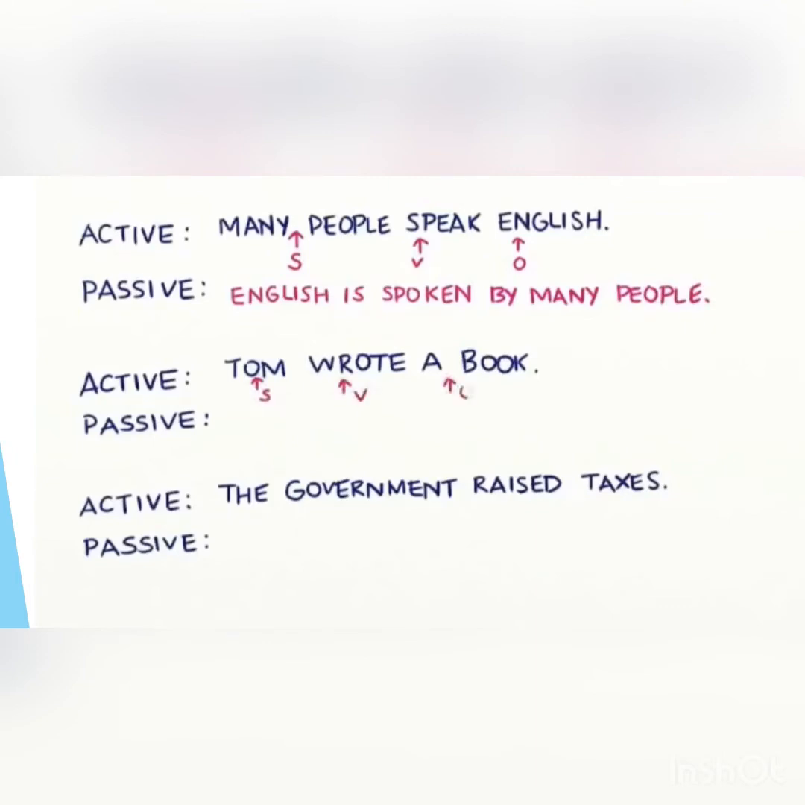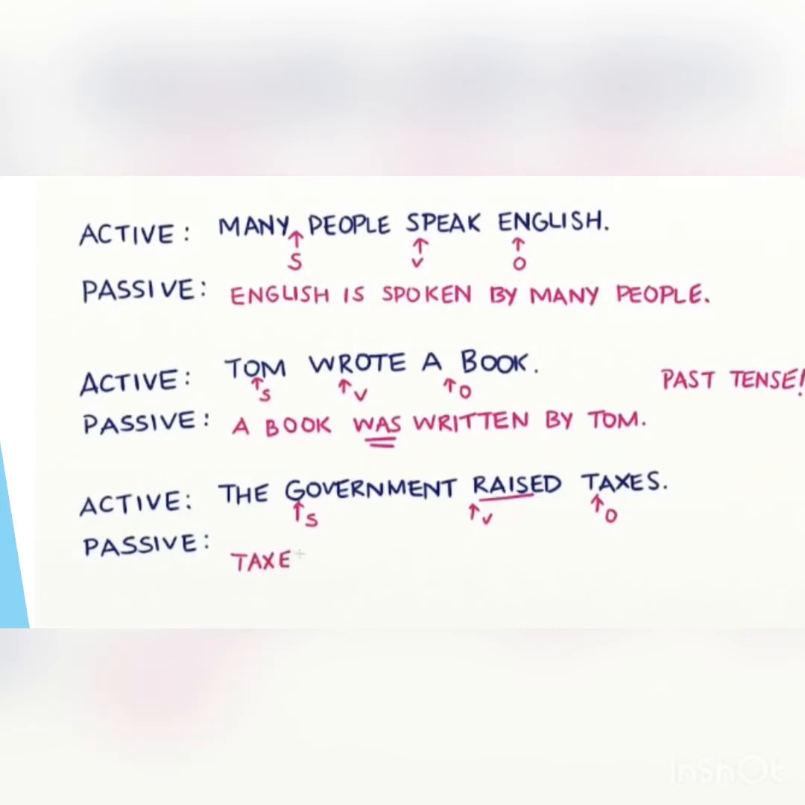In sentence 2, the object must come first, a book, followed by was, then written, the past participle of write, then by, then the subject, Tom. Notice that we use was in this sentence because this sentence is in the past tense. In the last sentence, we must put the object first, taxes, followed by were, then raised by the government. Notice that this sentence is also in the past tense, and we must use were because taxes is a plural noun.